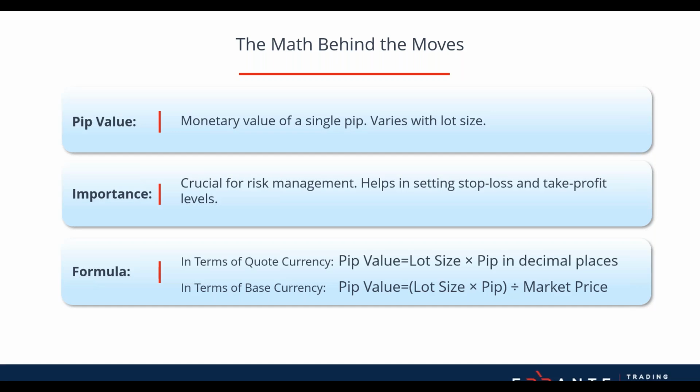Now, why is this so important? Guys, understanding pip value is crucial for risk management. It helps you decide the lot size that is appropriate for your risk tolerance, and it also informs your decisions on where to set your stop loss and take profit levels. So whether you are trading a currency pair with USD as the quote currency or not, understanding how to calculate pip value is indispensable for effective trading.